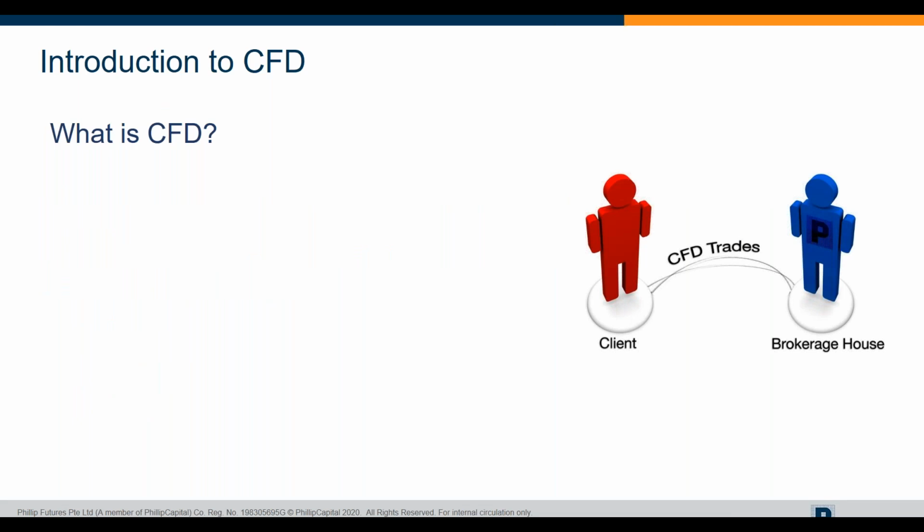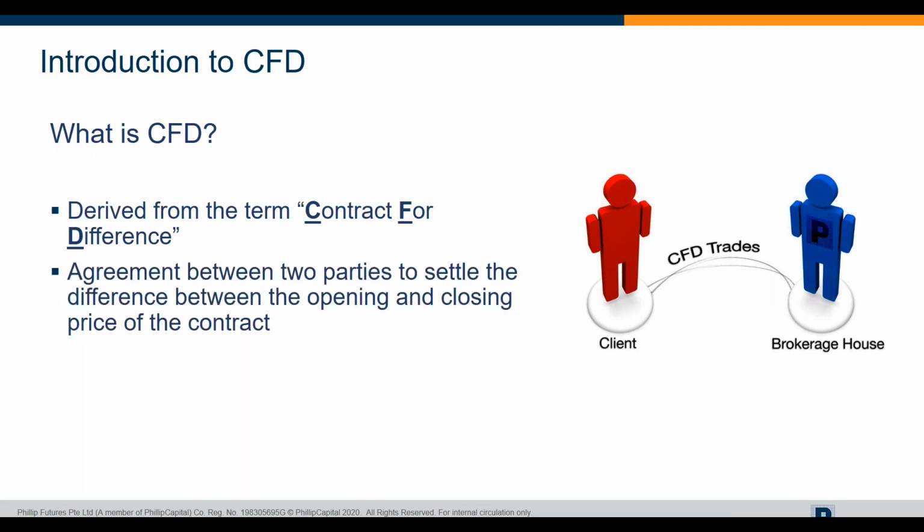All right. So what is CFD? Like I mentioned earlier, it means contract for difference. Essentially it is an agreement between two parties to settle the difference between the opening and the closing price of a contract. In this case, it is an agreement between a retail trader like yourself and a broker like Phillip Futures. Both parties would agree to exchange the difference in the pricing of the contract.